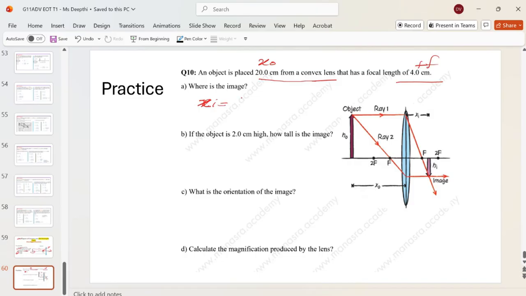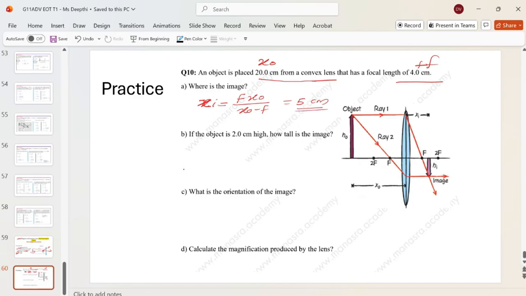So I'm just going to substitute in the xi formula: f times xo divided by xo minus f. All the values are given in the question itself, so you can substitute directly. 20 into 4 by 20 minus 4. The answer would be 5 centimeter.